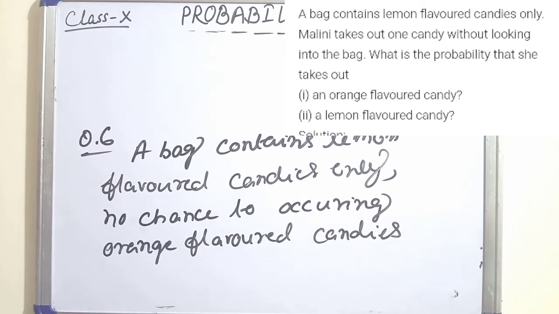A bag contains lemon flavor candies only. So there is no chance of orange flavor candies occurring. So the probability of an orange flavor candy is 0, and for a lemon flavor candy, it is 1. That means the first one is an impossible event and the second one is a certain event.